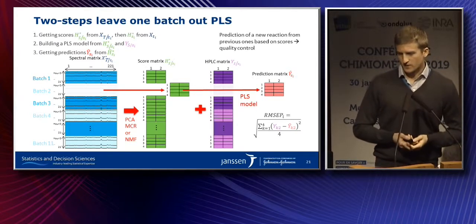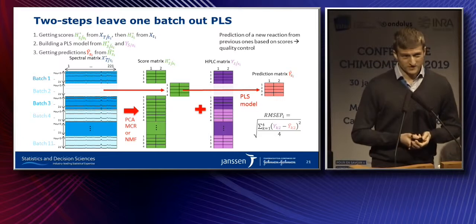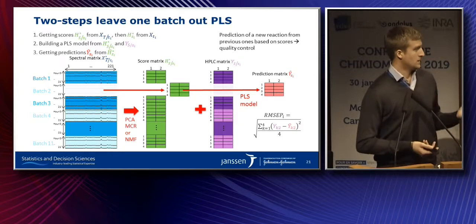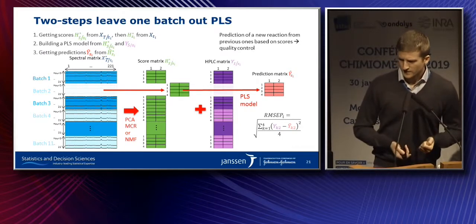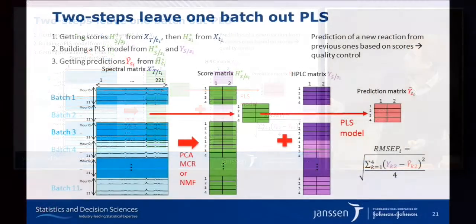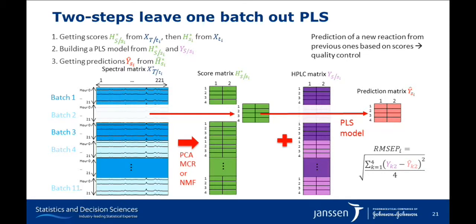I can do a similar methodology, but building a calibration model from the scores of PCA, MCR, or NMF. Here, in the first step, I get the scores by applying MCR, NMF, or PCA on all my spectral data from all the batches except one. Then I use the model on the missing batch, and I get the scores for the missing batch.